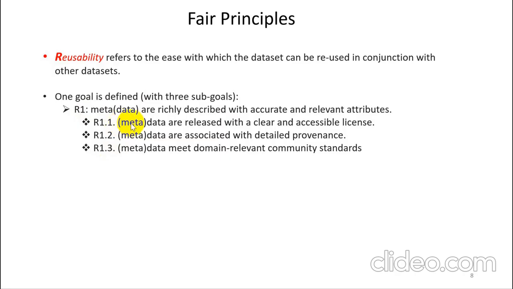The first sub-goal is that metadata and data are released with a clear and accessible license. The second one is that metadata and data are associated with detailed provenance. And the last one is that metadata and data meet domain-relevant community standards.